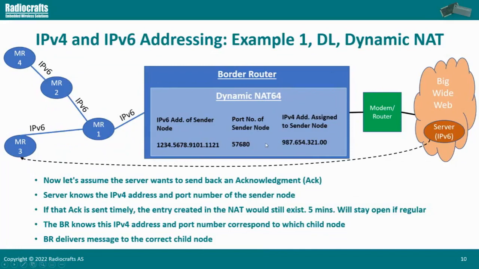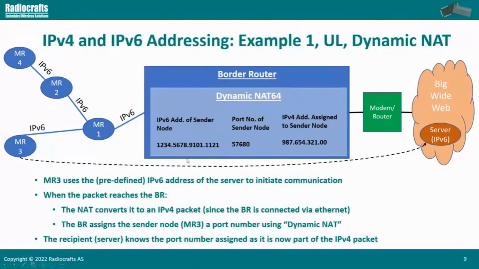Now let's go back again to the uplink for 1 second. Okay, back to this uplink example. As we see here, the problem is that the mesh router had to start communication. What if the server wants to start the communication? Now the server does not know the mesh router IP address, and the border router did not yet register the port number and the IP address of that node. So this basically means that if you are using dynamic NAT, you have to always initiate communication from the child node, because the outside world here on the right hand side does not know how to communicate with your local nodes.